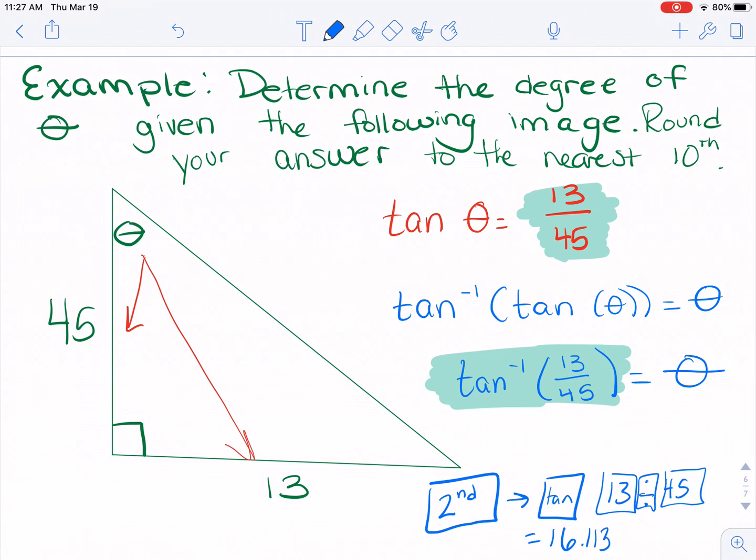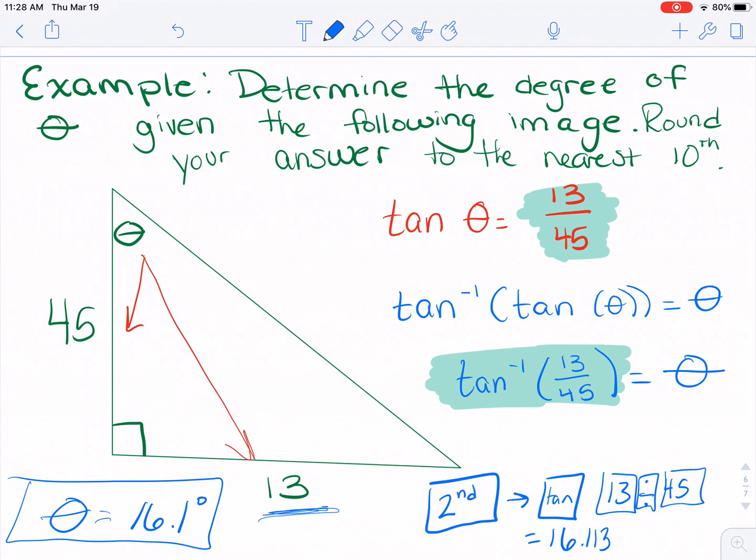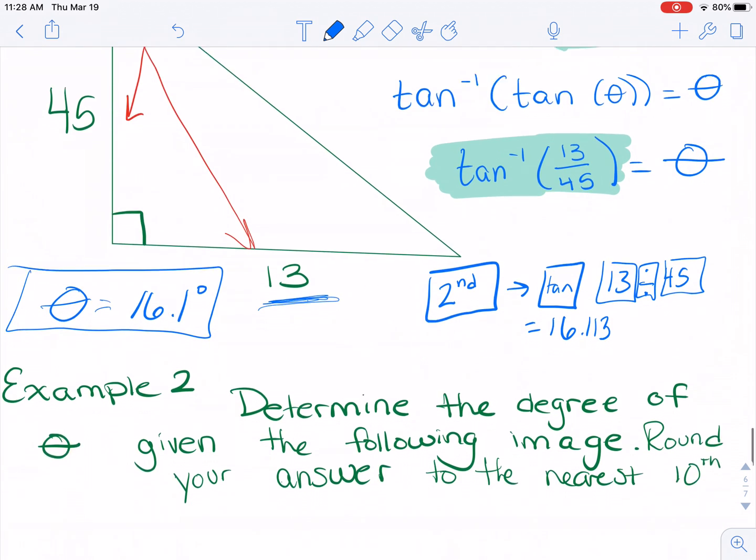16.113. However, the example asks us to round to the nearest tenth, so that would mean that theta is equal to 16.1 degrees. And that's your final answer, which makes sense. 16.1 degrees is a pretty small angle, and we know that our shortest side would need to be opposite to our shortest angle. And 13 is our shortest side, and it looks like it would be opposite to our shortest angle. So we definitely did that one correct. Let's do another example.